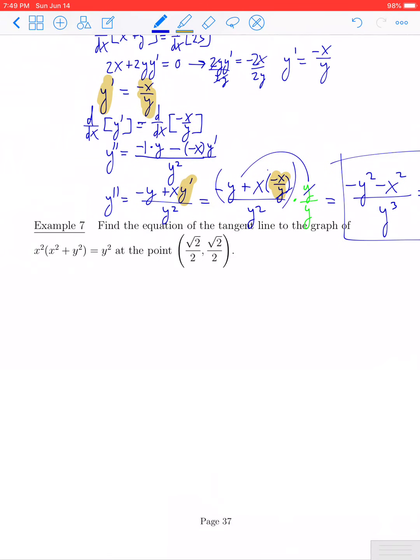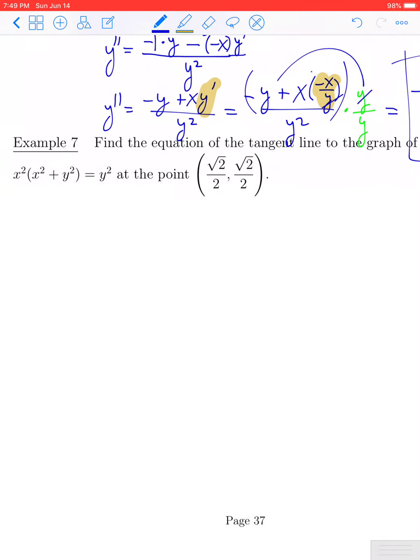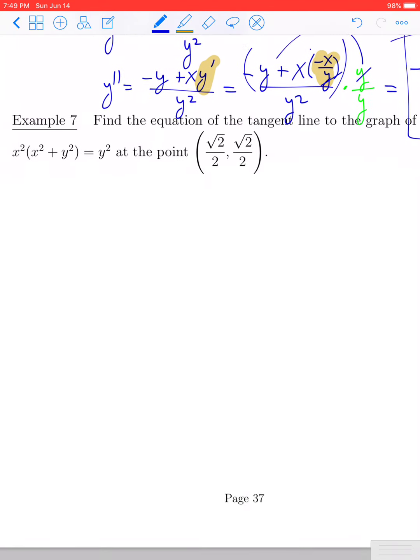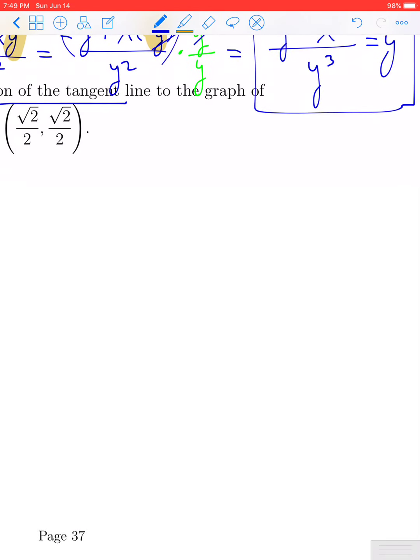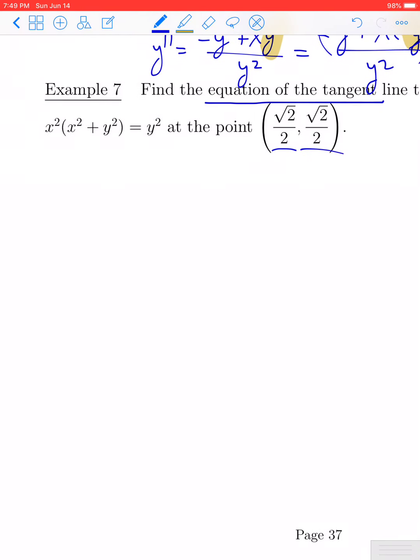Let's take a look at example 7. In example 7, we're asked to find the equation of the tangent line to the graph of x squared times the quantity x squared plus y squared equals y squared at the point square root of 2 over 2, comma, square root of 2 over 2. So the object we're looking for is the equation of the tangent line. We know from algebra that the equation of a line is y minus y1 equals m times x minus x1, where we have the coordinates x1 and y1, and the slope we know is going to come from the derivative.